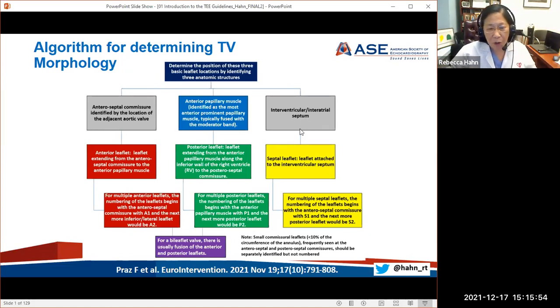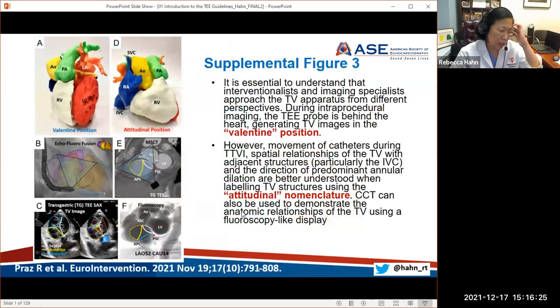So now you have all the structures that you really need in order to name the leaflets as anterior, posterior, and septal. And then if you've got two posteriors, you start numbering them from the most anterior one. So if you have two posterior leaflets, the one next to the anterior leaflet is P1, and the one further posterior is P2. Same for the septal. The one next to the anterior leaflet is S1. The one more posterior is S2. So that's the nomenclature that we are now using in order to speak to each other in the same language.